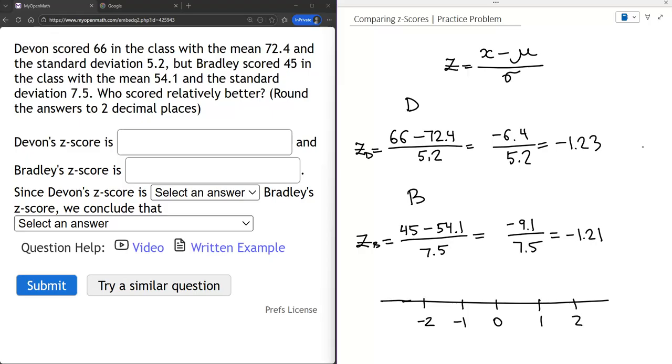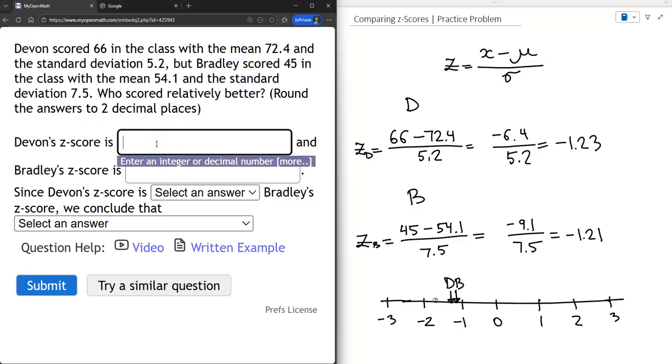But on this scale, and we usually use from negative 3 to 3, on this scale, the Devon score will be negative 1.23 somewhere, let's say here. That's Devon's z-score, and Bradley's z-score will be negative 1.21, slightly to the right. So Bradley's z-score is a bit higher, and therefore Bradley did, relatively speaking, a bit better than Devon. So this is what we learn by comparing the z-scores.